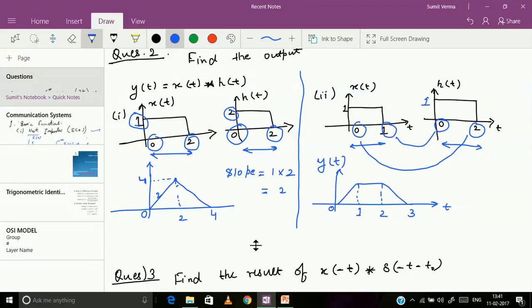So again, the slope would be the product of the amplitude. So slope is here 1. So this value should be 1 because the slope is 1. So this is how you find the convolution for rectangular pulses with different widths. So this is another shortcut. You should definitely put this in your chart notes.